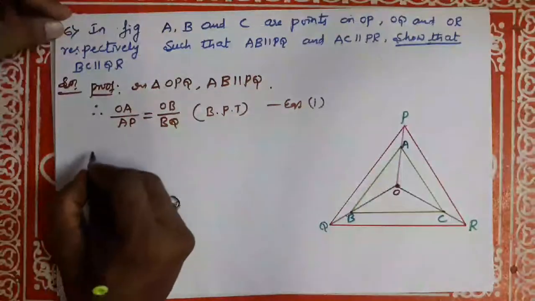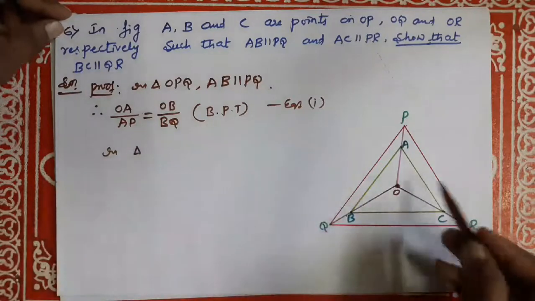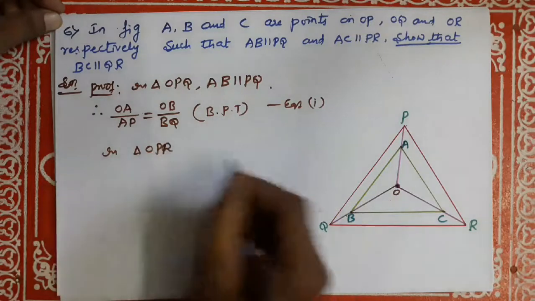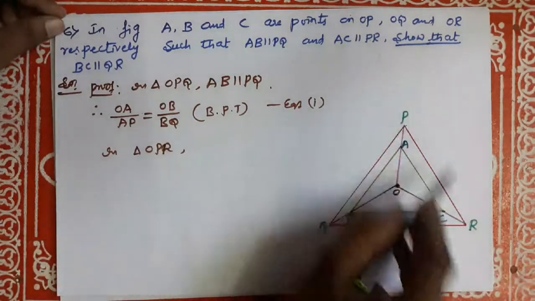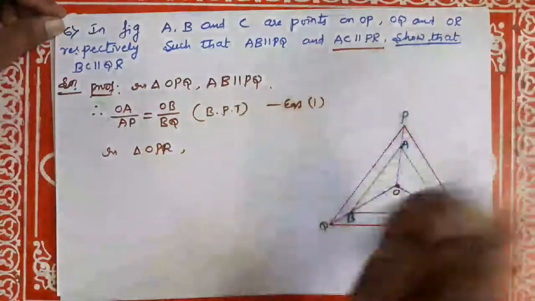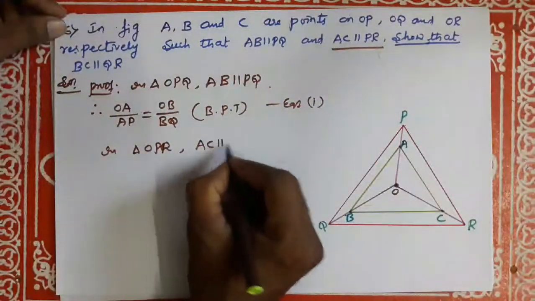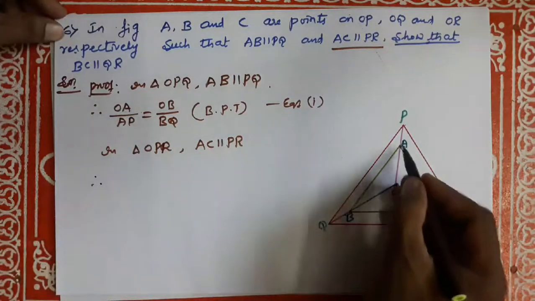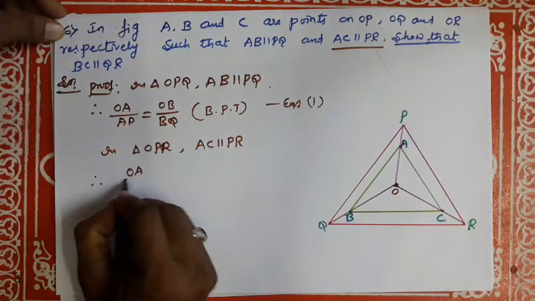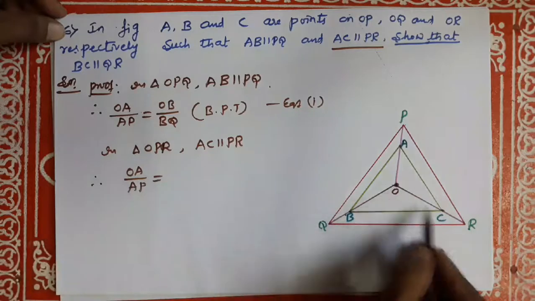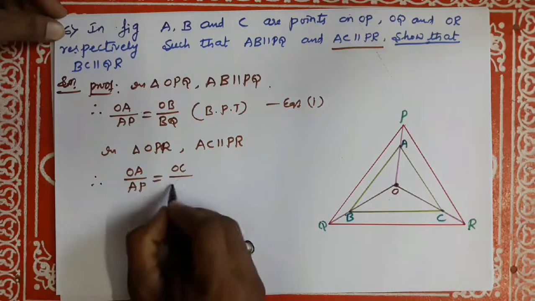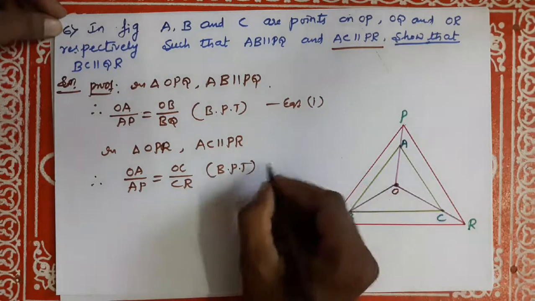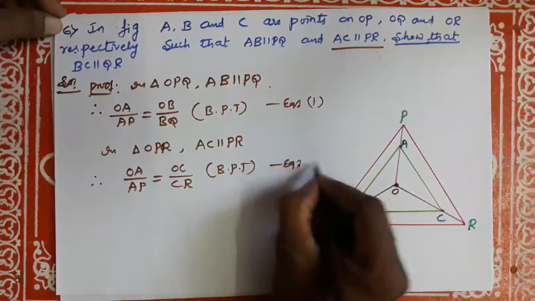Next, in triangle OPR, AC is parallel to PR. Given here. AC is parallel to PR. Therefore, OA by AP is equal to OC by CR. By the basic proportionality theorem we get equation 2.